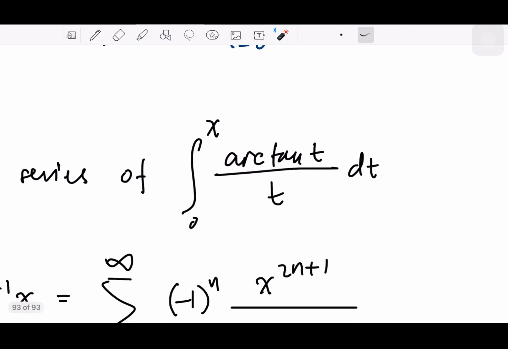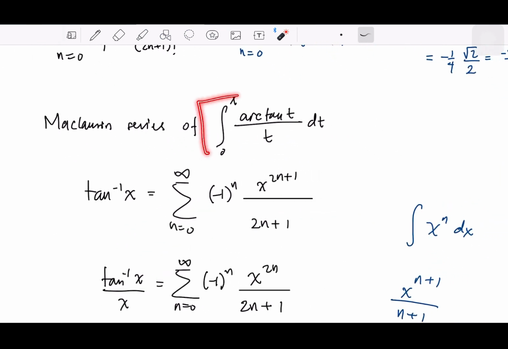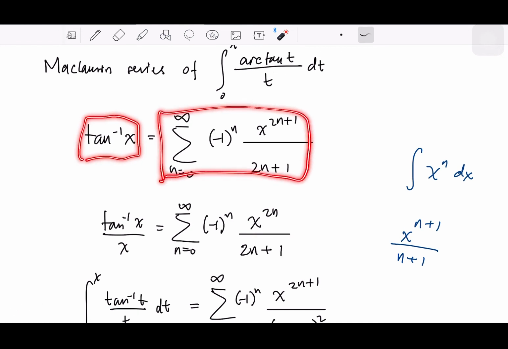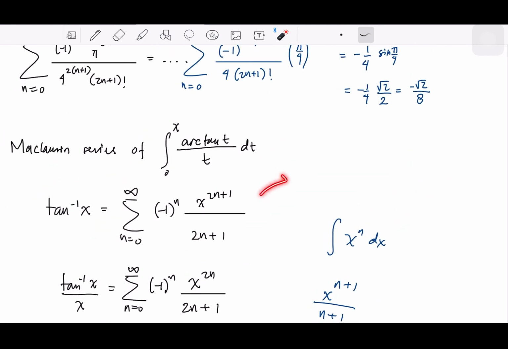Okay? And this is what we have. Now the last question we have is to recreate this integral of arctangent t over t dt. Okay. So we need to make the series in terms of Maclaurin. So first we deal with the tangent inverse. This is what we have. Okay. And the same thing if you are going to deal with the tangent.